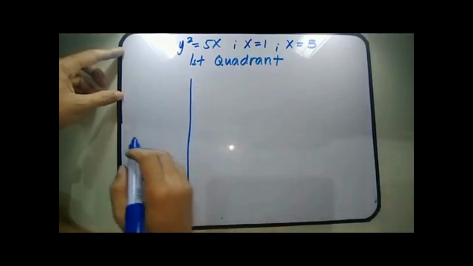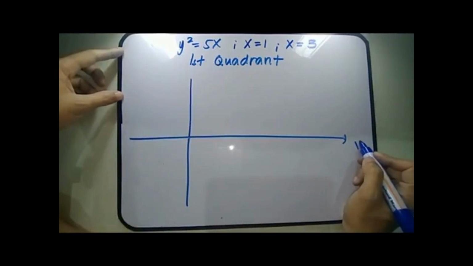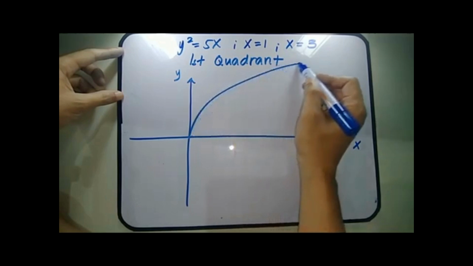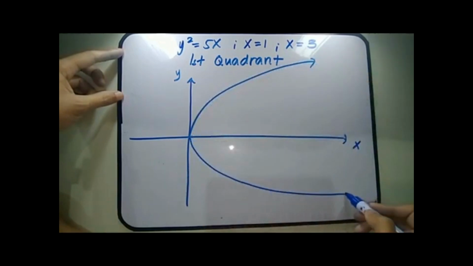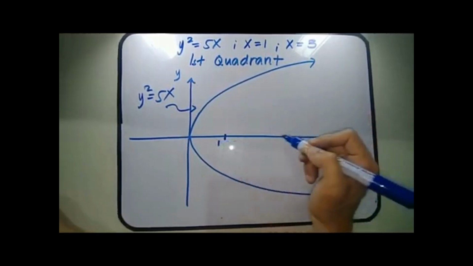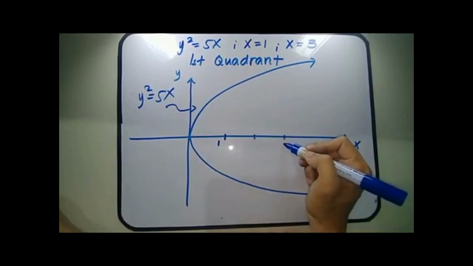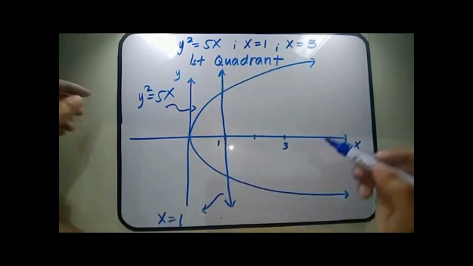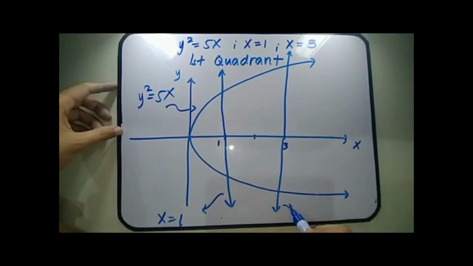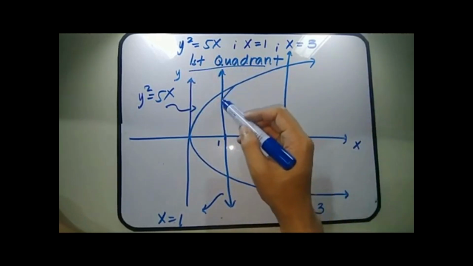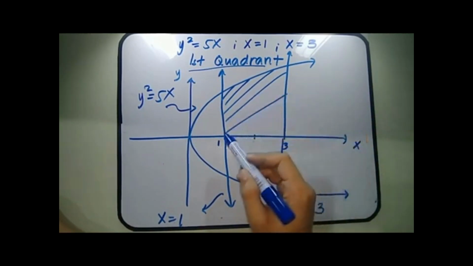The vertex is 0, 0, facing to the right of x. So this is y squared is equal to 5x. This will be x is equal to 1, and here you have x is equal to 3. Those are vertical lines. The area bounded is just in the first quadrant. The total area bounded is actually in the first quadrant and in the fourth quadrant. But in this problem, guys, we are just required to find the area in the first quadrant. So you must look into that.